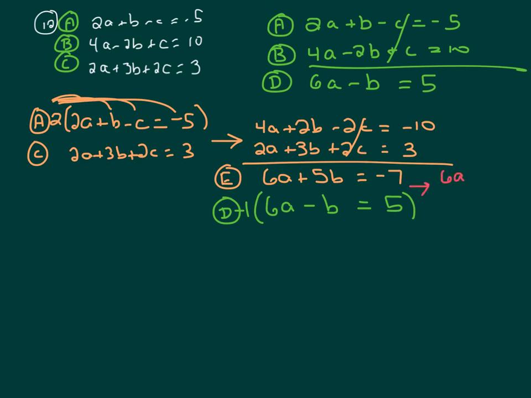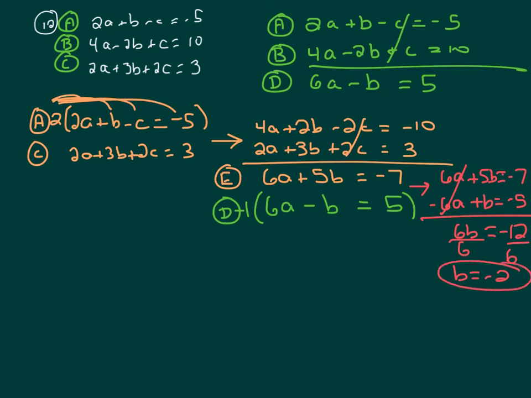So equation E, we're just leaving alone. And equation D, we're multiplying by a negative. So we're going to have a negative 6a, a positive b, and a negative 5. All right, so our a's cancel. 5b plus b would be 6b, and negative 7 and negative 5 is negative 12. So now, if we just divide both sides by 6, we found our b, which is negative 2.